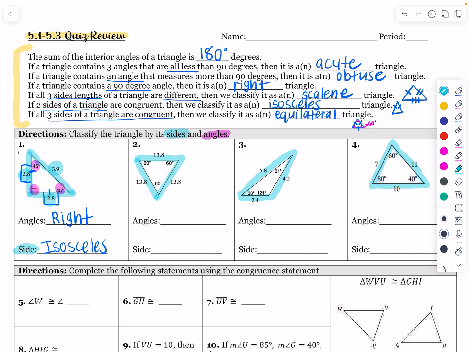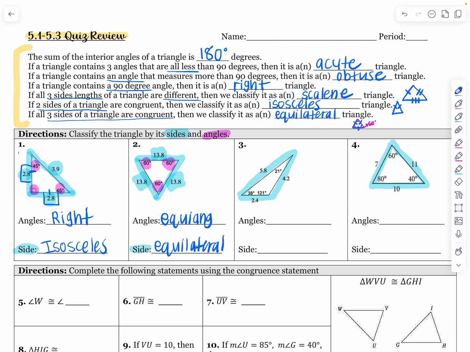All right, let's go on to sides for the next problem. 13.8, 13.8, and then 13.8 units. So for sides, that means this is going to be equilateral. What is it going to be for its angles? Well, let's investigate. All of those are 60. So a lot of you are going to want to say acute. While those are technically acute, that's not the most specific name. The most specific name for this is going to be equiangular. So you would need to put equiangular and acute if you're going to mention acute. The most specific name is equiangular.